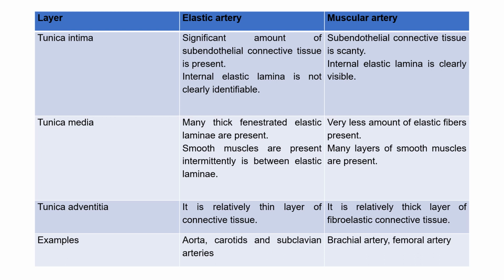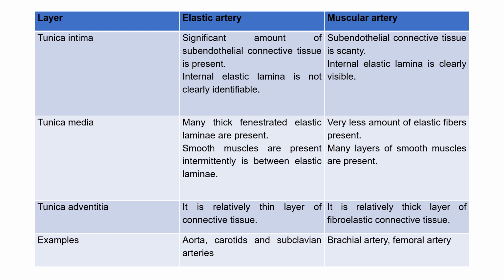So in this table, we can see the difference between elastic artery and muscular artery. Let's revise it. So we'll go layer by layer. If we see the tunica intima of elastic artery, the subendothelial layer is having significant amount. It is thicker, and the internal elastic lamellae is not visible in the tunica intima. Whereas in muscular artery, the subendothelial connective tissue is scanty and the internal elastic lamella is clearly visible.